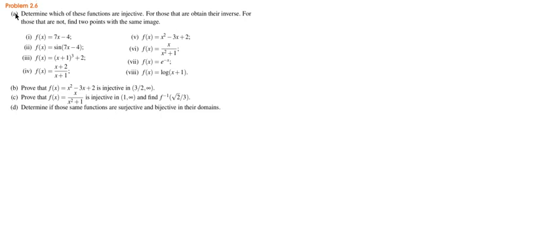So this problem has 4 parts. The first part says determine which of these functions are injective. For those that are, obtain their inverse, and for those that are not, find 2 points with the same image. Okay, so we have 8 functions here. 2 questions, B and C, related to the functions in 5 and 6, and then D, determine if these 8 functions are surjective and bijective in their domains.